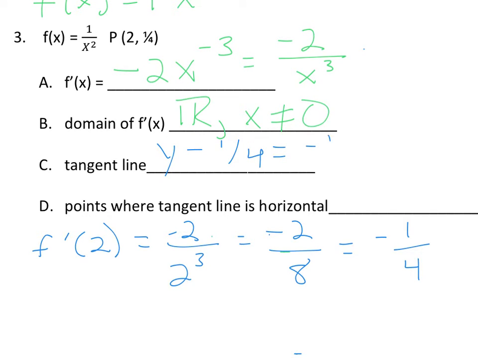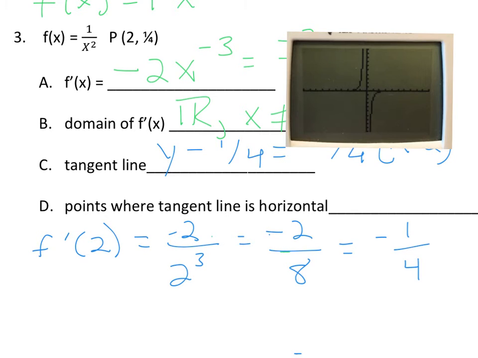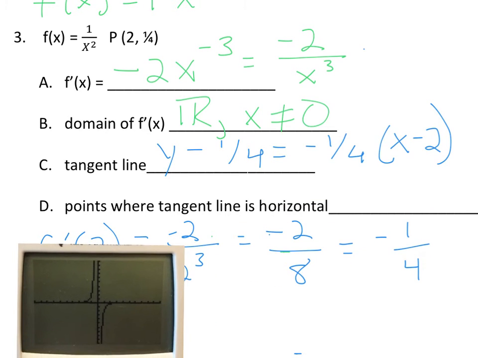Equals m times x minus x1. All right, points where the tangent line is horizontal. So let's put it in our calculator. Okay, so you can see I put it in my calculator, and I have a rational function that has an asymptote at y equals 0. So the point where the tangent line is horizontal is once again going to be none, because this graph never touches 0. If you think about it, negative 2 can never be divided by something that would give you 0.